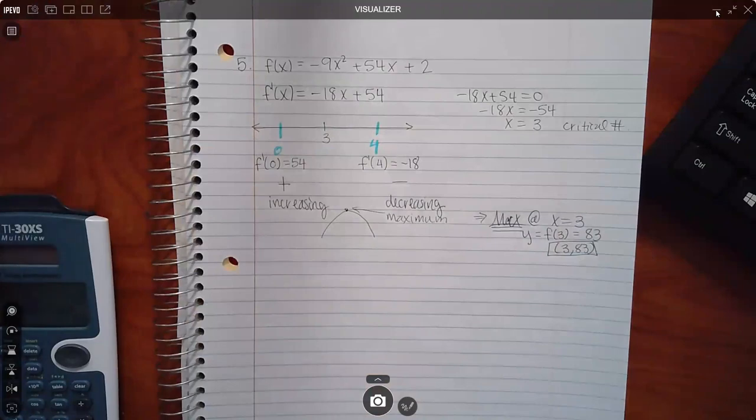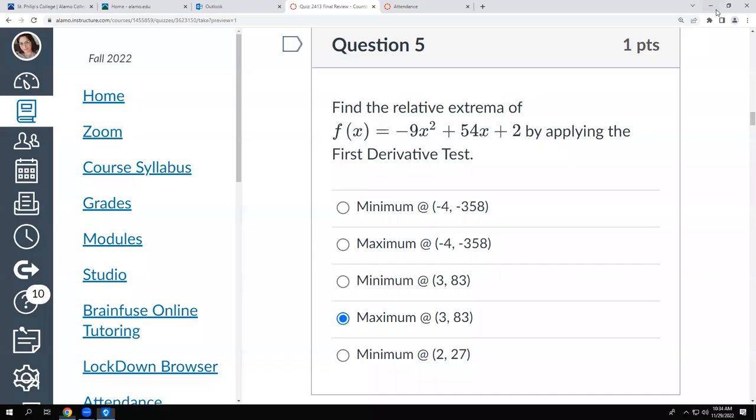Be very careful. I can't even tell you how many times I'm going to say be careful. But just be careful when you take the test. Don't go too fast, okay? Because it'll be real easy to be like, oh, 3, and then just click the wrong one here, right? But you have to make sure you click the one that says maximum.